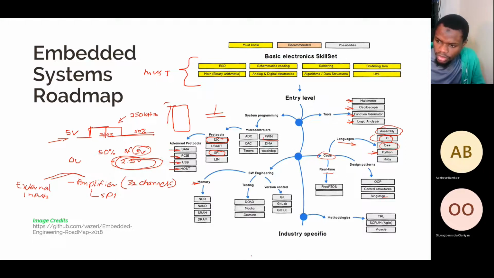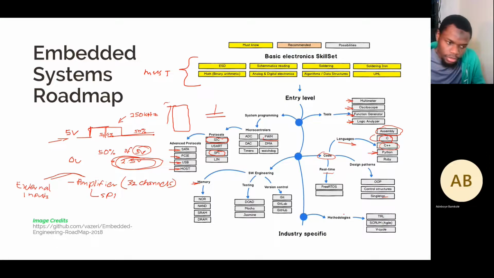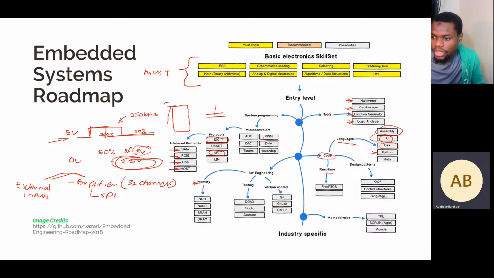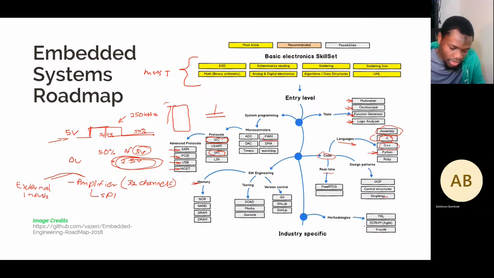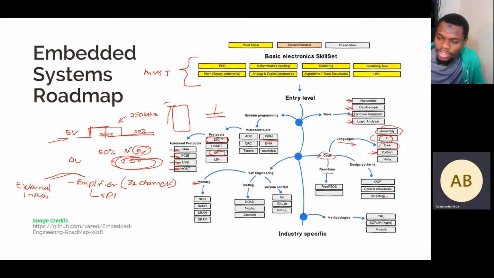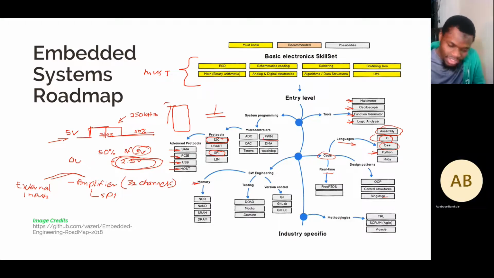And then you have methodologies. I don't know what this is. Oh, okay. This is methodologies for developing solutions. V-cycle, TRL, Scrum. I think I know V-cycle a little bit. I've read these things in the past, but I never really used them, so I can't really remember this.